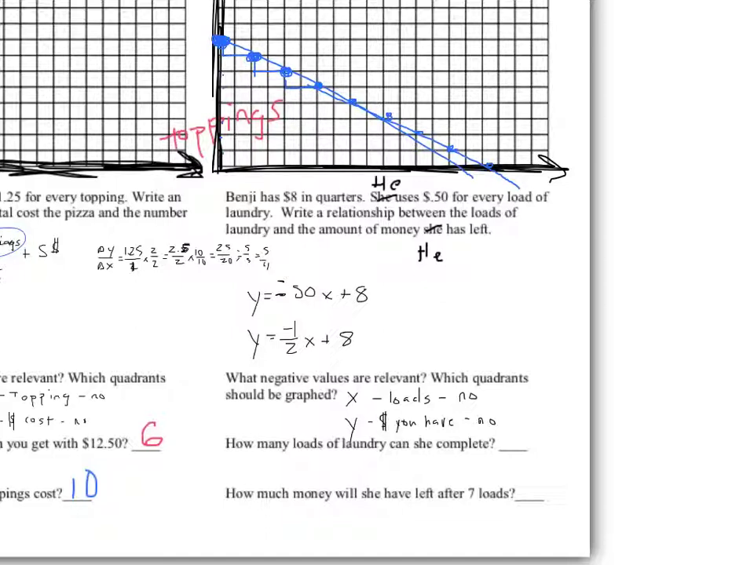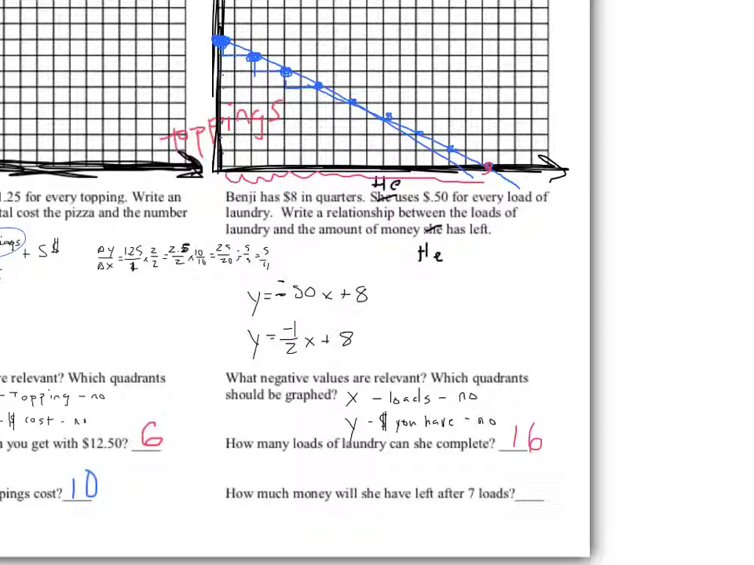All right, how many loads of laundry can she do? What's going to be true when she has maxed out the number of laundry loads that she can do? So as we count over, we see that we run out of money at x equals 16.